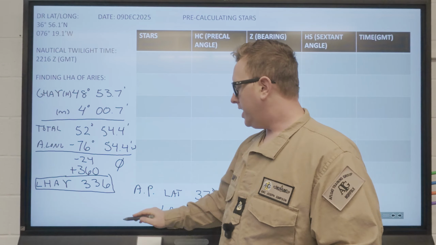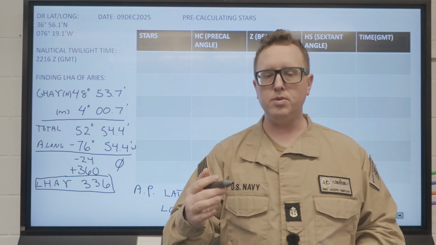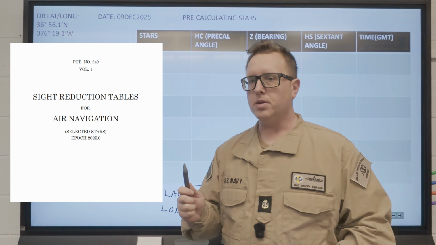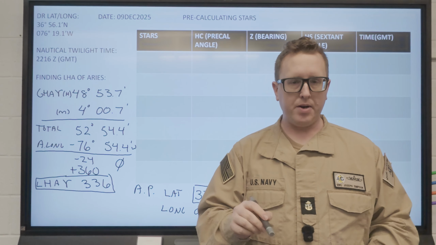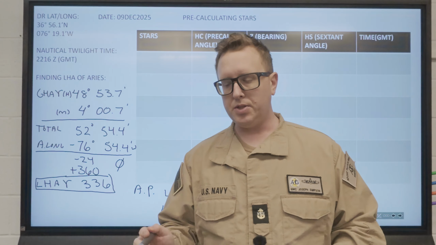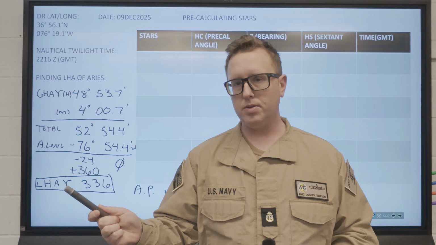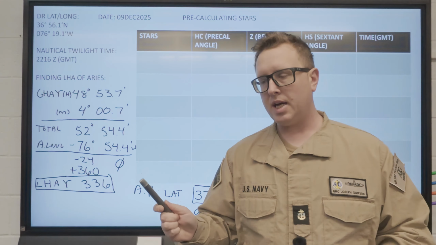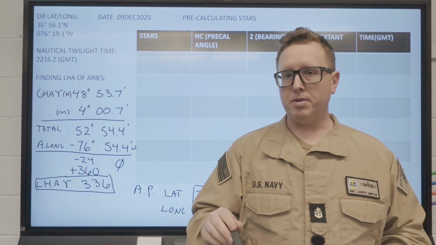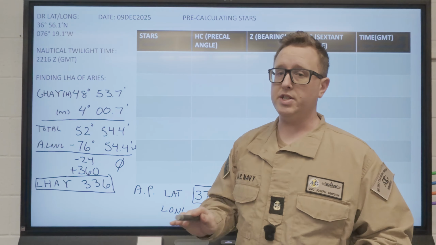With finding the LHA and having our assumed latitude, we can now go into Pub 249, Volume 1, which is selected stars. Now, when you're looking at this publication, it has a date on it. In this example, you have 2025, meaning this publication's good 4 years before 2025 and 4 years after 2025. And every year after that, there's an added correction that you see in table 5 of this publication. Since this publication came out in 2025 and we're using a 2025 date, there is no correction.